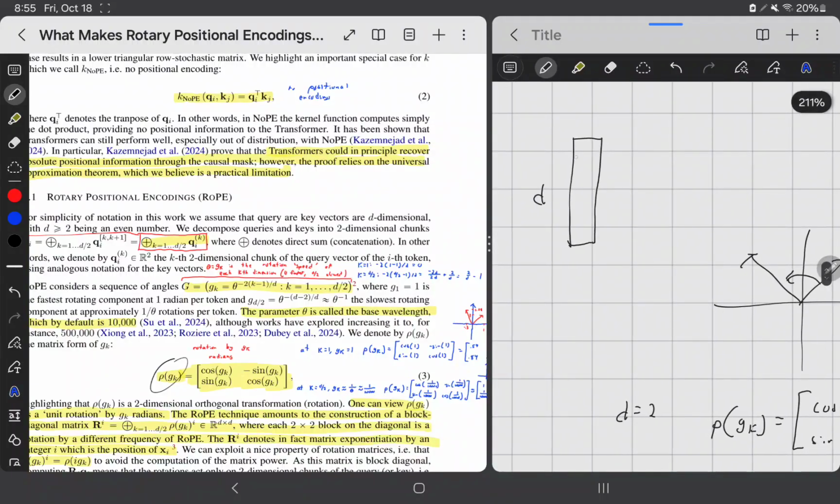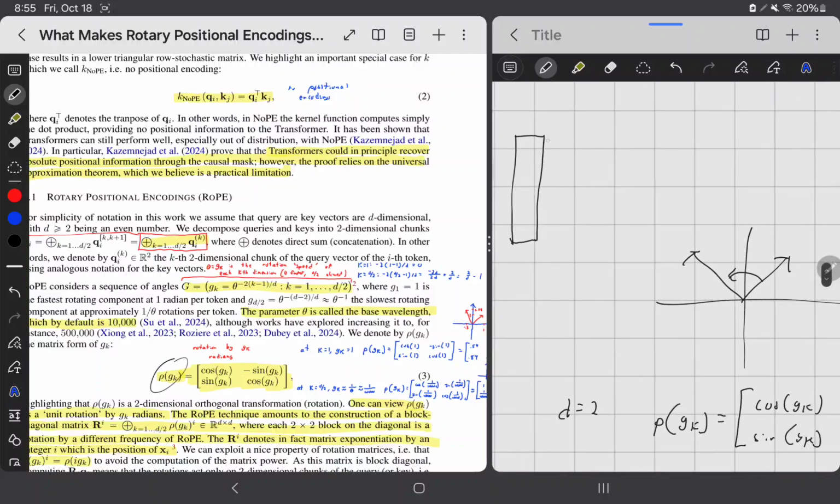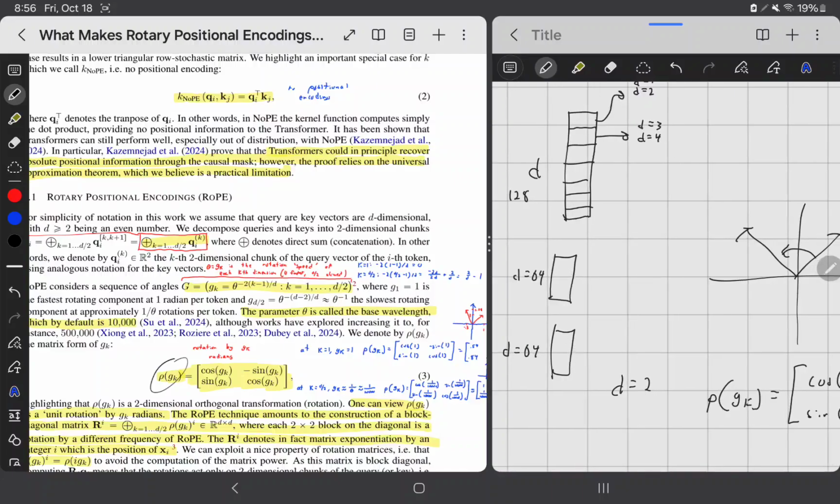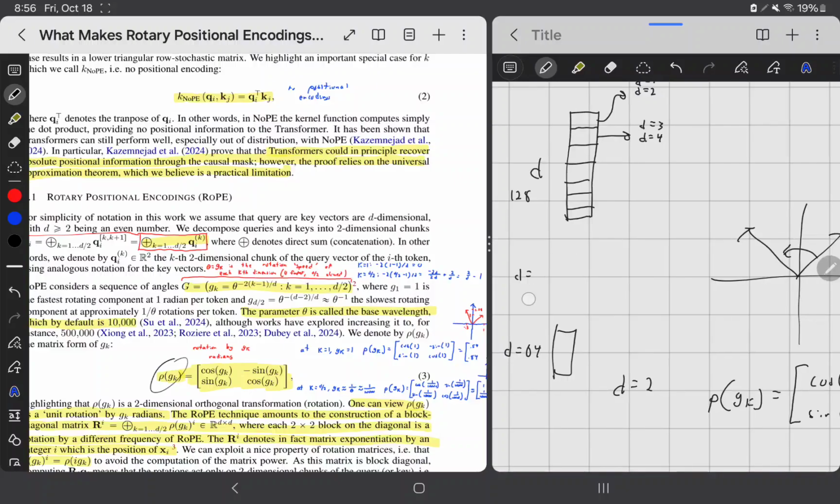So d is maybe like 128 or something like that, and we're going to basically split this into pairs of dimensions. So this one would be the first dimension and the second dimension. This pair would be the third dimension and the fourth dimension, and so on, for each pair. So if d is equal to 128, then we would basically have 64 pairs. Or you can think of it as 64 vectors of size 2.